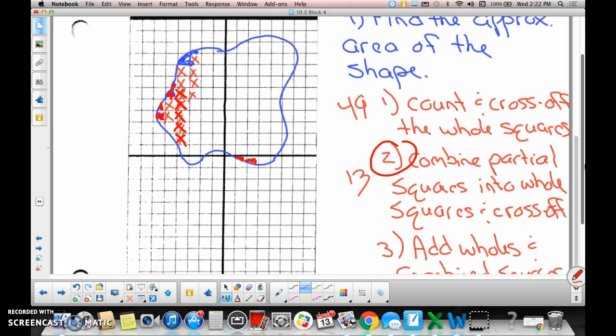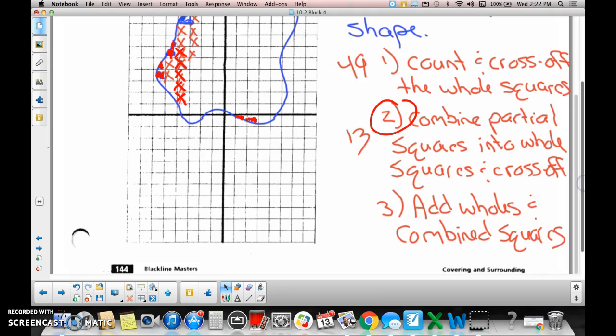And we counted all the partials. And then we added them all together. And we got the approximate area of a weird irregular shape like the one you're looking at right now. Yes, no? Yep. Questions, comments, quandaries, quibbles, quotes, or queries?